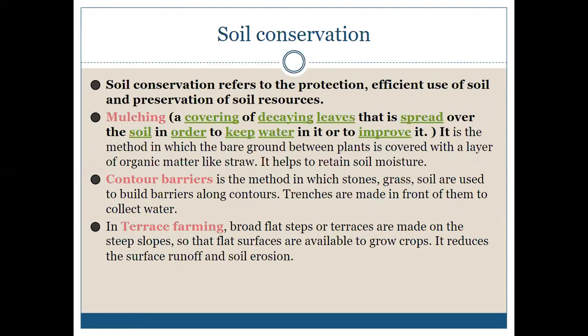The next is contour barriers. It is the method in which stone, grass, soil are used to build barriers along contours. Trenches are made in front of them to collect water. Then terrace farming: broad flat steps or terraces are made on the steep slope so that flat surfaces are available to grow crops. It reduces the surface runoff and soil erosion.